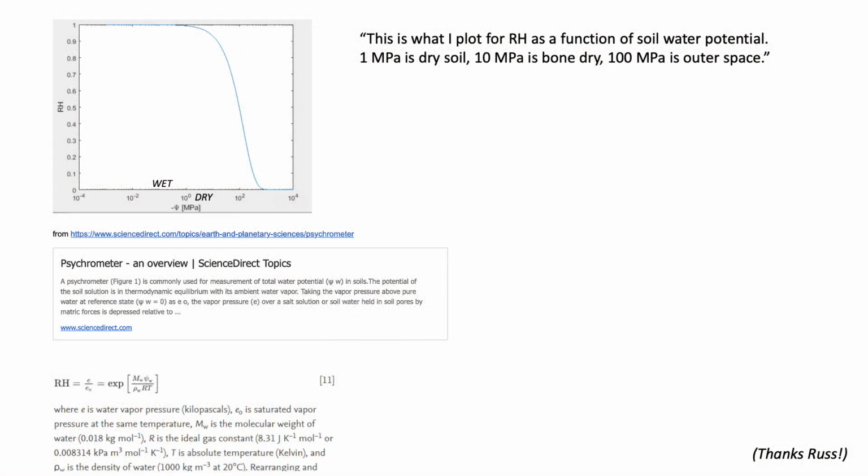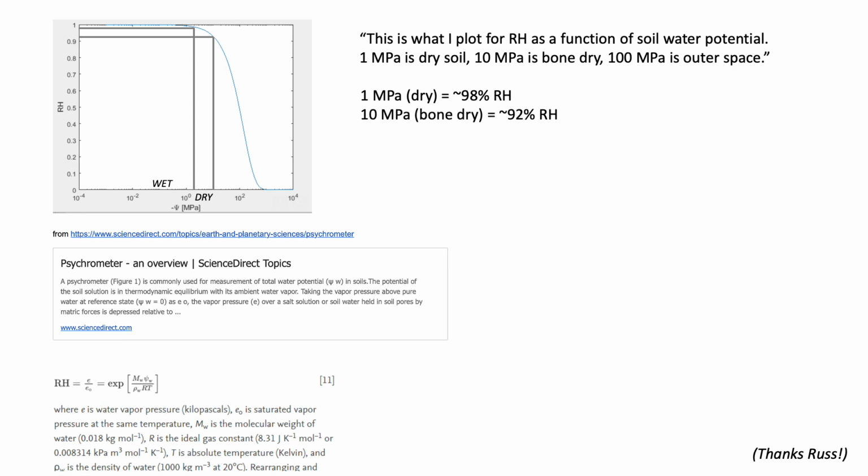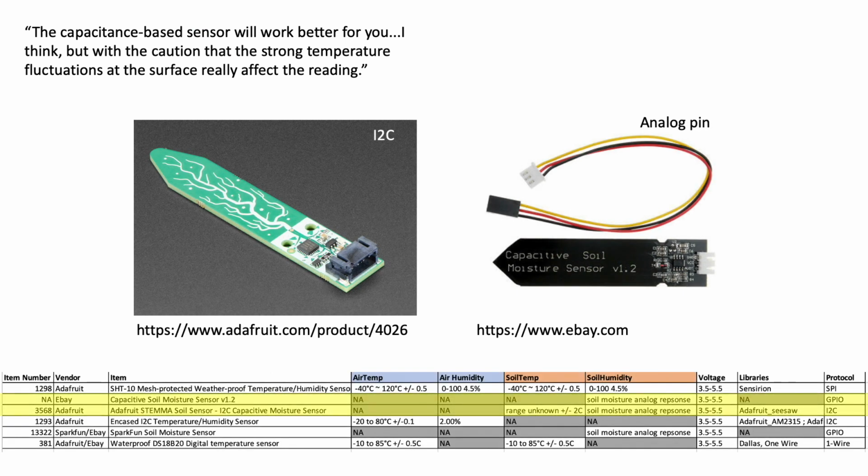I reached out to a colleague at the Walnut Gulch Experimental Watershed run by the Agricultural Research Service, who showed me this graph which demonstrates that soil humidity is relatively insensitive to soil moisture in dry or wet soils, confirming that the SHT10 is not a good indicator of soil moisture. Instead, I'd be better off working with one of these soil capacitance sensors, which will report back an analog response in proportion to soil moisture.